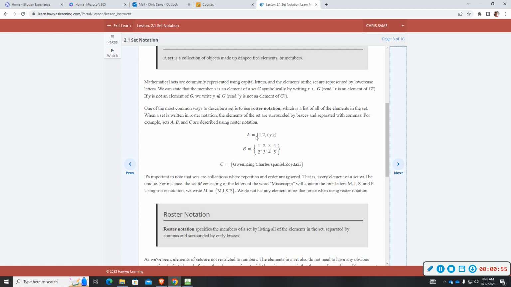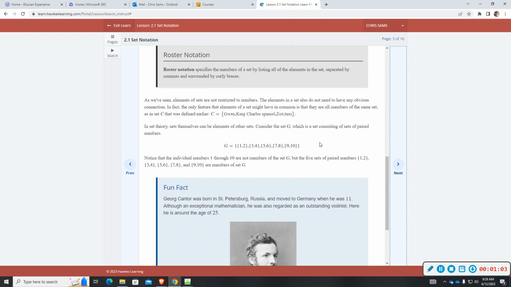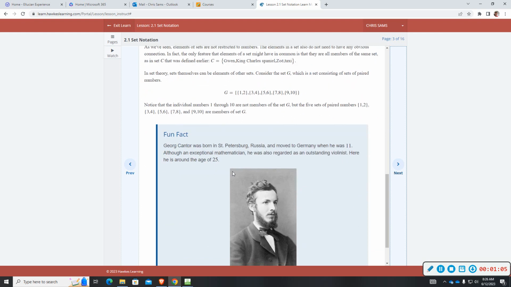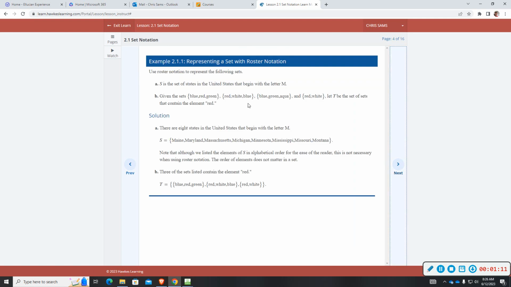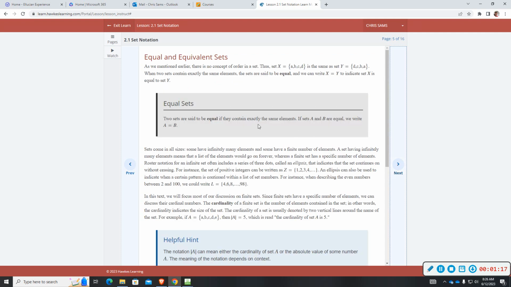Sets are normally denoted with a capital letter. Okay, so A, B, C. Any capital letter usually represents a set. And then you've got some little images and some examples here provided, which I'll go through all the examples with you in the problem section.